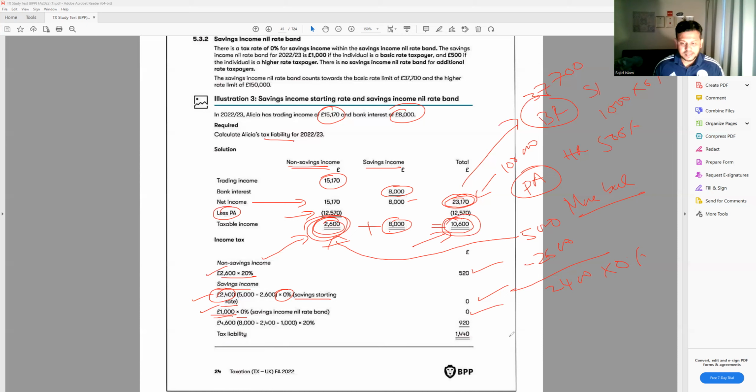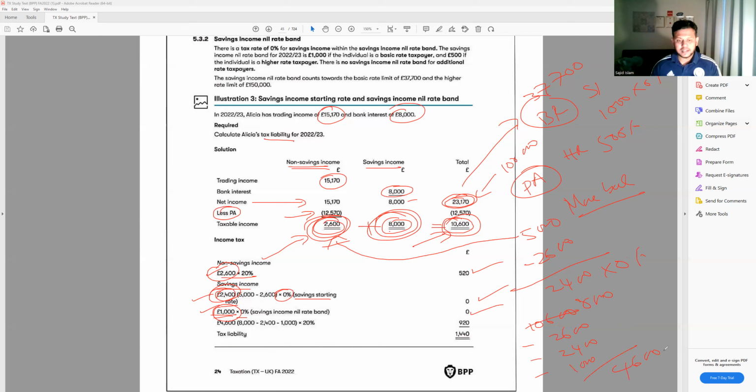So from my 10,600, how much is remaining? The 2,600, I already paid the tax on, that is 20%. The next 2,400, I'm not going to pay any tax, zero rated, so minus that. And 1,000, I'm not going to pay any tax because I'm a basic rate taxpayer, so that is nil rated. If we minus all of this, my savings income is actually 8,000, not 10,600. So from the 8,000, if I minus 2,600, minus 2,400 and minus 1,000, I have only 4,600 left.